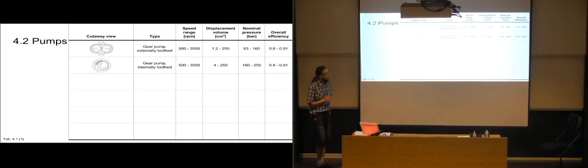Can any of you, or does any of you dare to attempt to explain why the internally toothed one can handle a higher pressure than the externally toothed one? Anyone that can answer it? Or just attempt to answer it. If your answer is wrong, that doesn't matter, really. It's allowed to speculate.